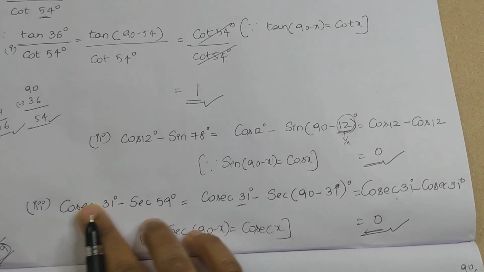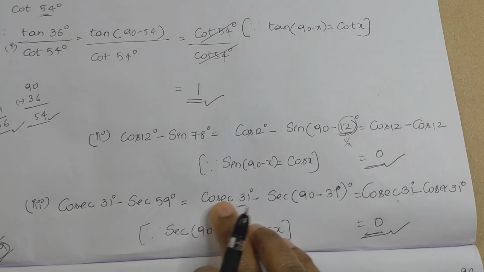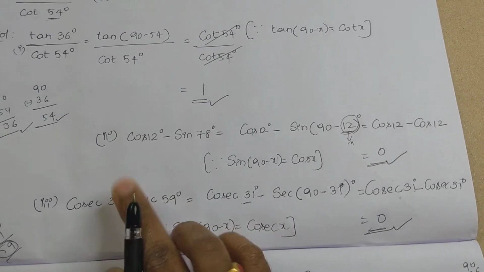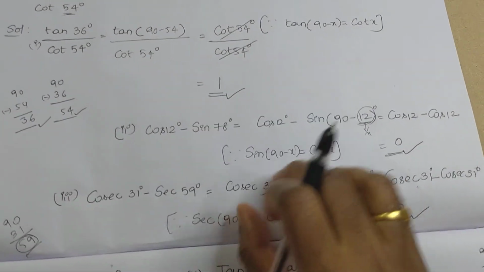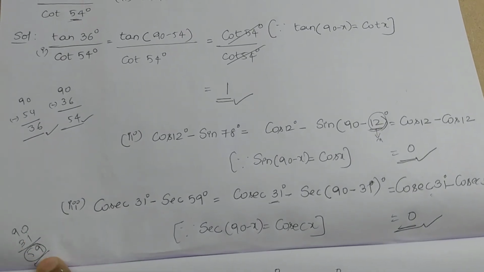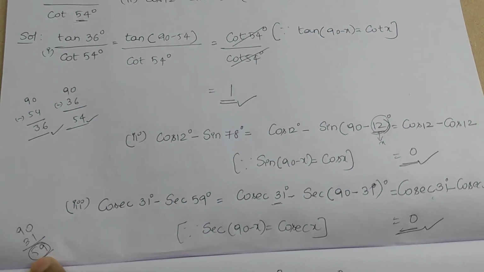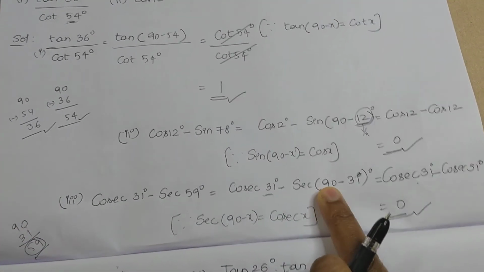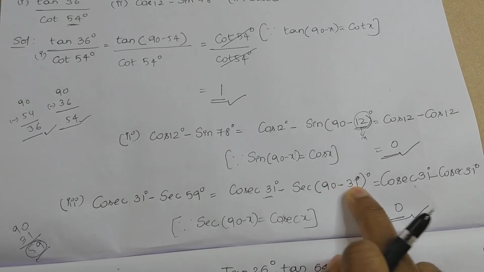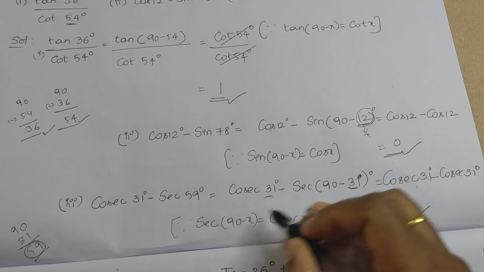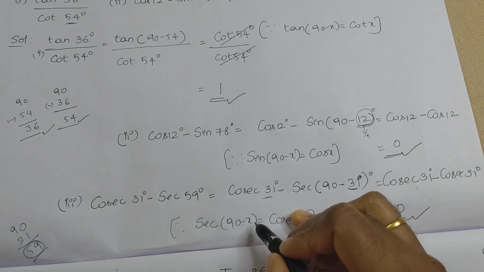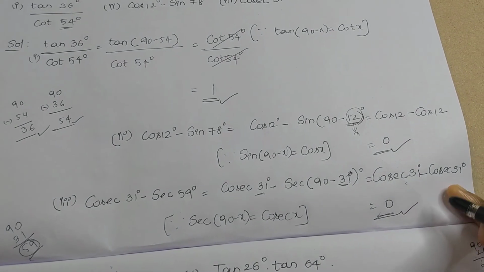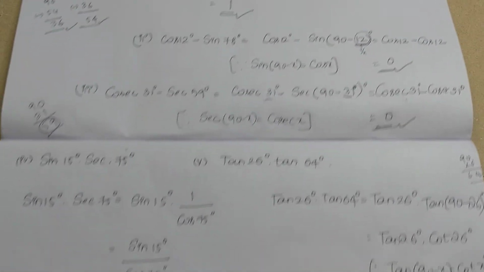Same way, third sub question, cosecant 31 minus secant 59. Put cosecant 31 like that only, minus secant of, take whatever the other angle is there in the term. So 90 minus 31, let's check whether it's 59 or not. Yes, it's 59. So in the place of 59, I am writing 90 minus 31. Simple. So secant of 90 minus x, assume this 31 as x, secant of 90 minus x equals cosecant x. So you got cosecant 31 minus cosecant 31, which is 0. Simple.